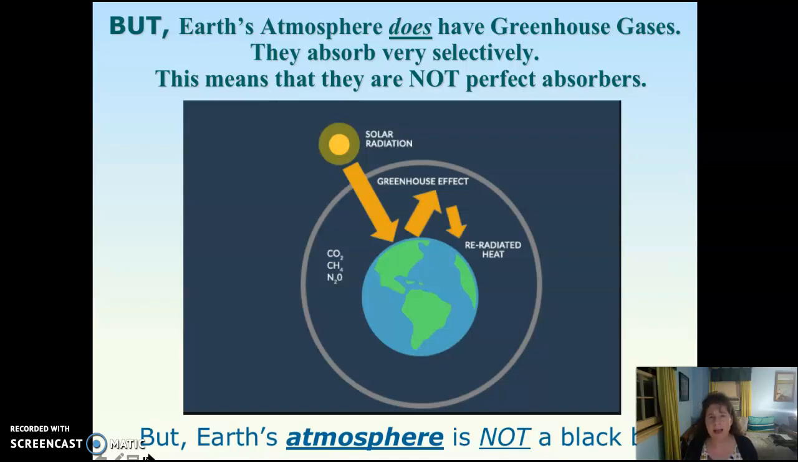The reality is that our Earth's atmosphere does have greenhouse gases. So is our atmosphere a black body? And is our atmosphere making our system into a system of radiative equilibrium? 2 really good questions. The atmosphere around us that does exist with greenhouse gases that absorb very selectively means that our atmosphere is not a perfect absorber. And if it's not a perfect absorber, if it doesn't absorb everything that comes at it, then it's not a black body. The Earth's surface is a black body. The Earth's atmosphere is not a black body. The Earth will absorb everything that comes at it through the atmosphere, but the atmosphere is not letting everything come at it. Let's go in and explain that a little bit better.